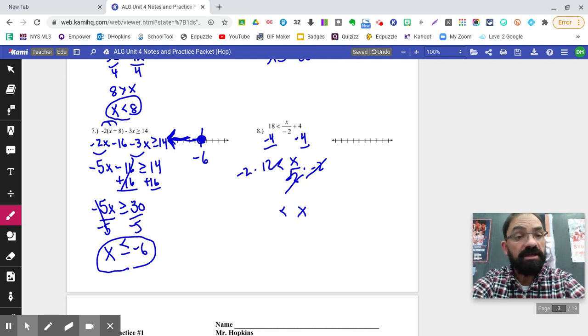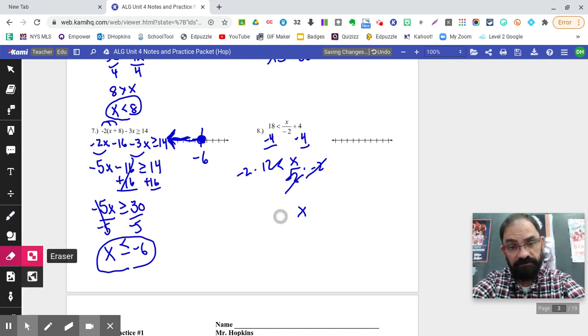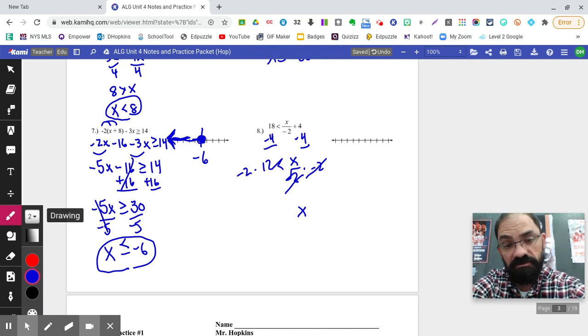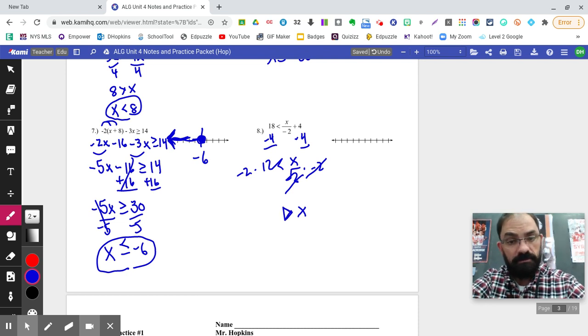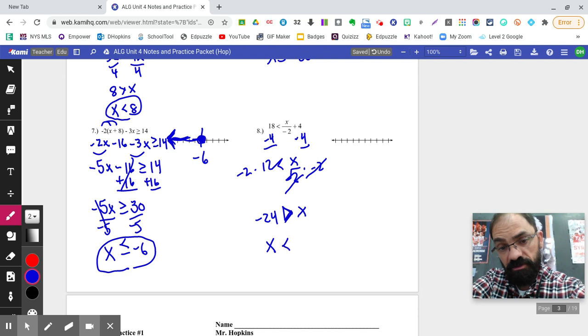Ooh, excuse me. Did I just divide or multiply by a negative number? I sure did. Therefore, I need to flip that sign. So be careful. 12 times negative 2 is negative 24. So let's flip the whole thing, so the variable comes first.